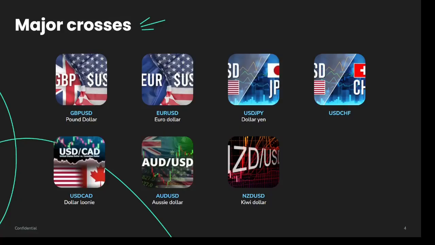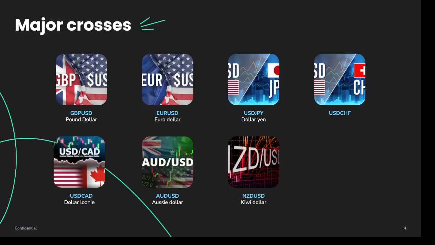So these are the major currency pairs that we have. We have the GBP/USD, which is the pound dollar, and then we have the EUR/USD, which is the euro dollar, and then we have the USD/JPY, which is the dollar yen, and then we have the USD/CHF. We have the USD/CAD, the dollar loonie, then we have the Aussie dollar, or the Australian dollar, and then last but not least, we have the New Zealand dollar, which is the Kiwi dollar.